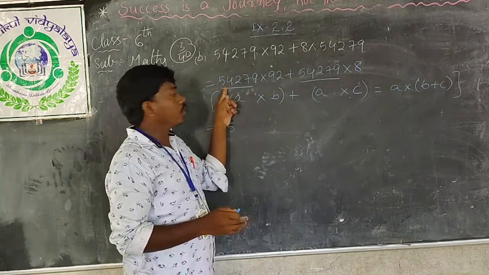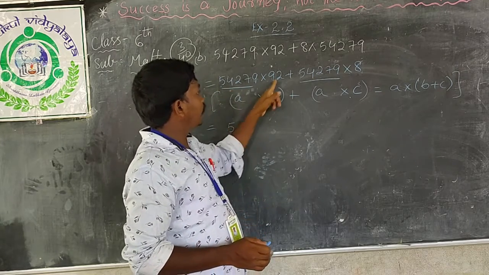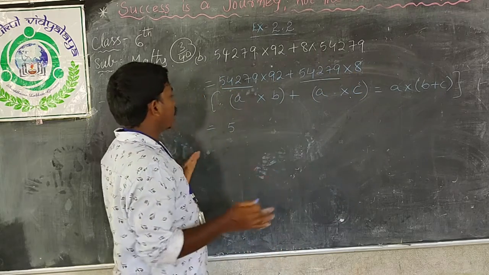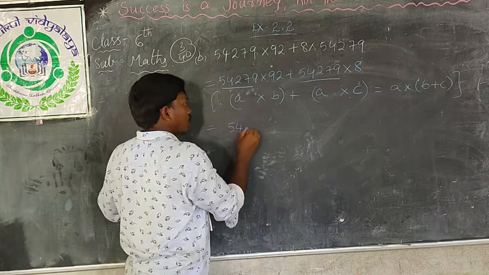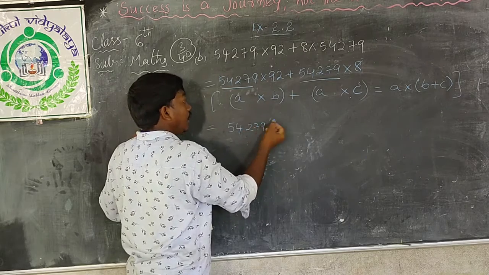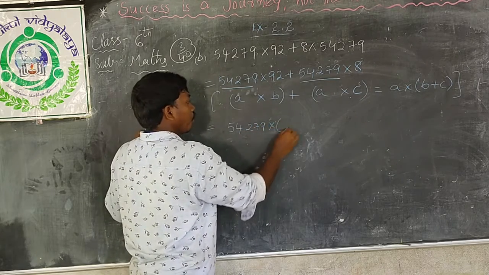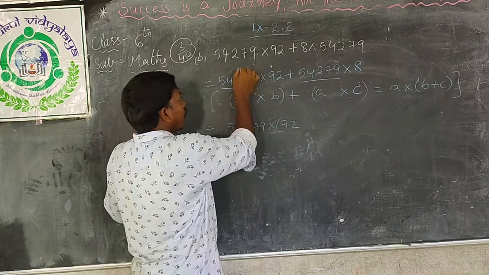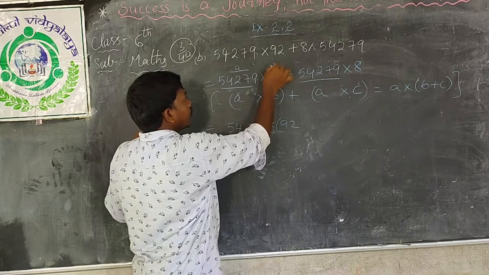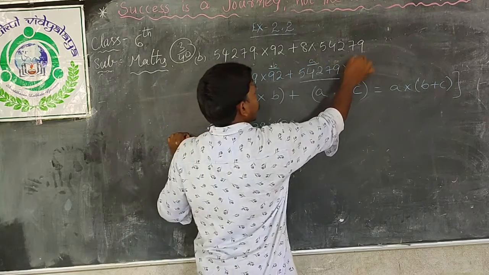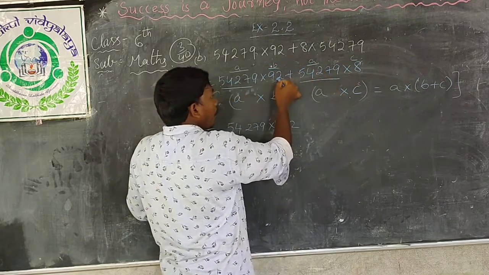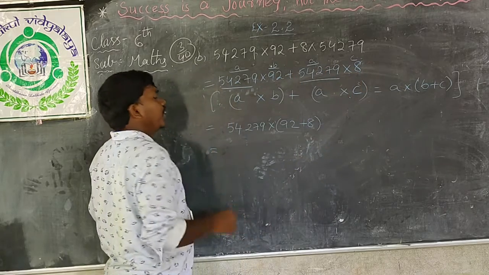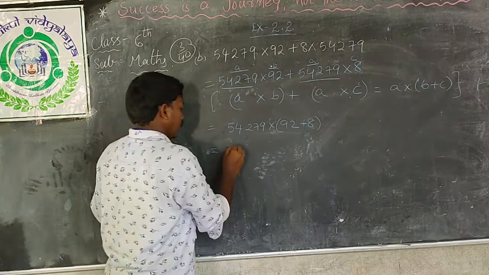Here A is equal to 54,279, B is equal to 92 and C is equal to 8. So A into B plus C: 54,279 into 92 plus 8. This is A, this is B, this is C. Very easy method.